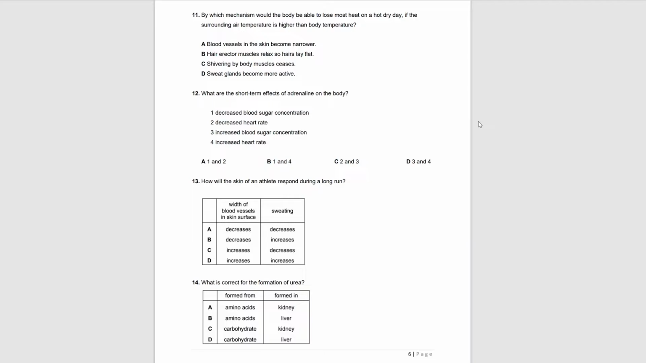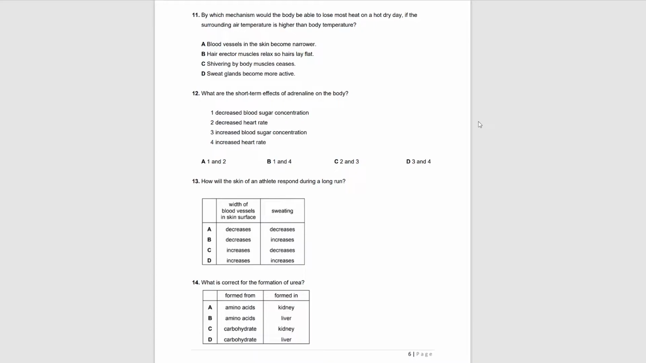Question 11. By which mechanism would the body be able to lose most heat on a hot, dry day if the surrounding air temperature is higher than body temperature? Option A. Blood vessels in the skin becoming narrower. It would lead to less heat being released by the body. So option A is wrong. Option B. Hair erector muscles relax so hairs lay flat. It's a possible answer. Number C. Shivering by body muscles ceases. And number D, sweat glands becoming more active.